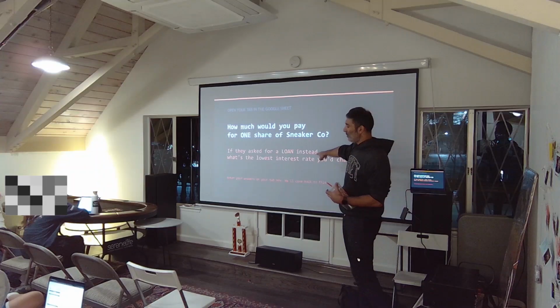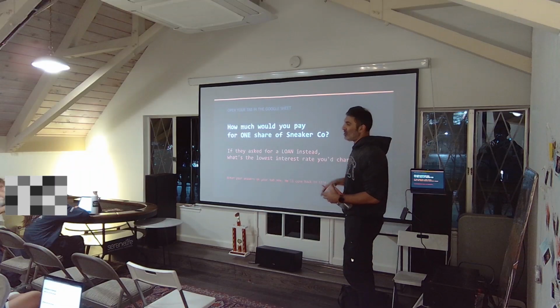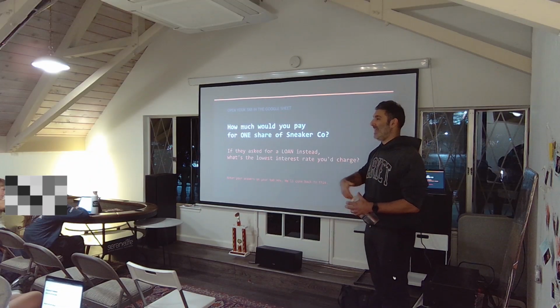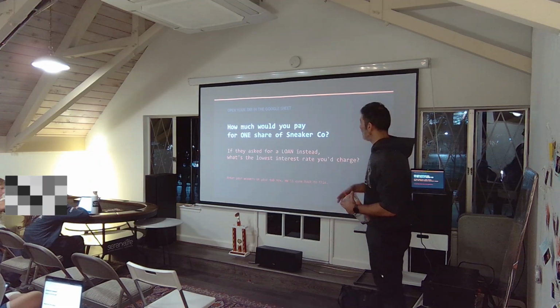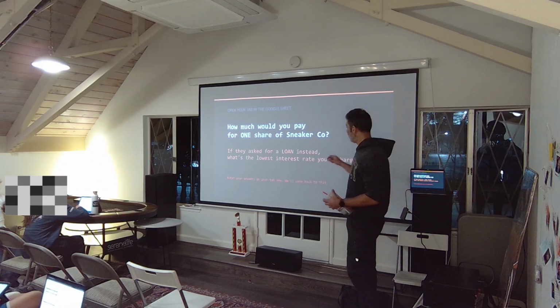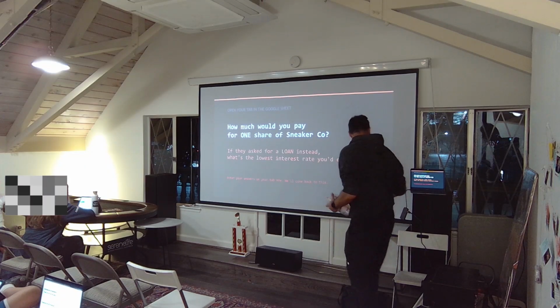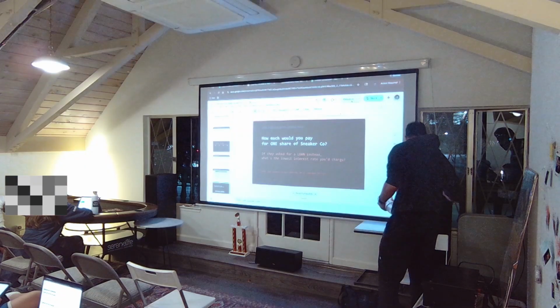If they ask for a loan instead, let's say they ask for a loan, what interest rate would you need to lend them money at? You would be willing to lend them money. What's the lowest interest rate you'd be willing to offer them for the loan? Okay. So 2 questions. Let me show you real quick on the sheet.